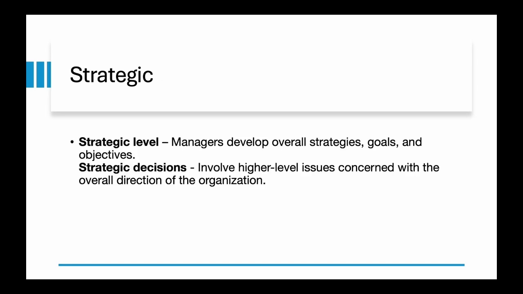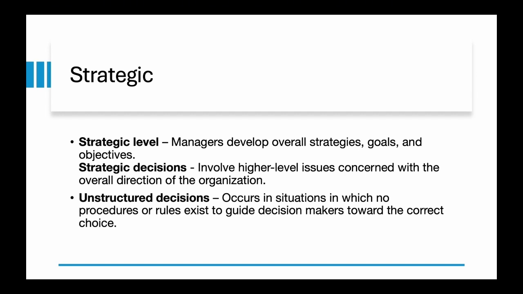Strategic is the last level. At the strategic level, managers develop overall strategies, goals, and objectives. These involve higher level issues concerned with the overall direction of the organization. Unstructured decisions occur in situations in which no procedures or rules exist to guide decision makers towards the correct choice.